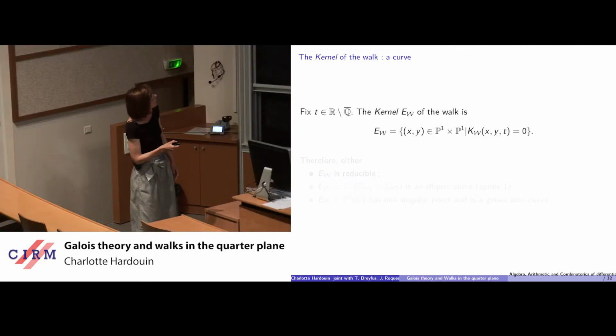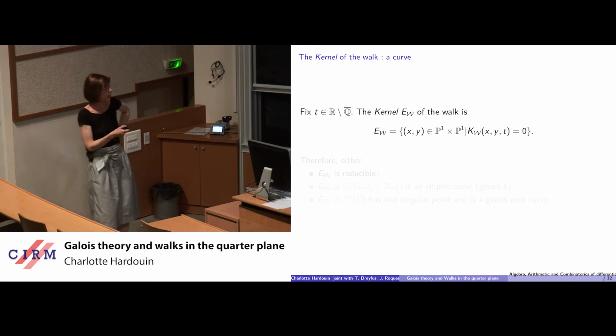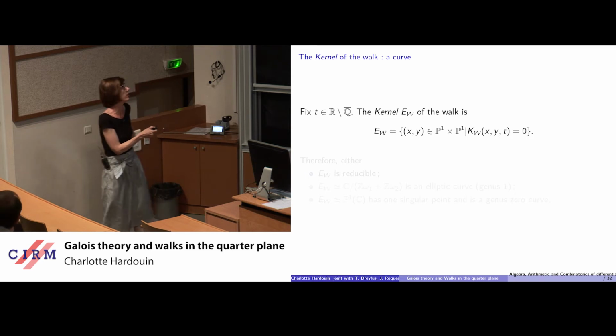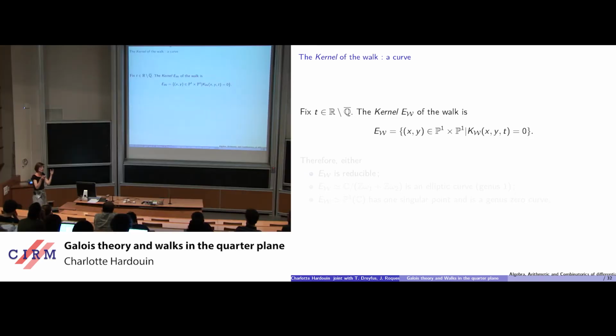The zero locus is called the kernel of the walk. In order to avoid degenerate things, I choose my t, which I see as a parameter, as a real number which is not algebraic over Q. I don't want my zero locus to degenerate all of a sudden, so I avoid this.